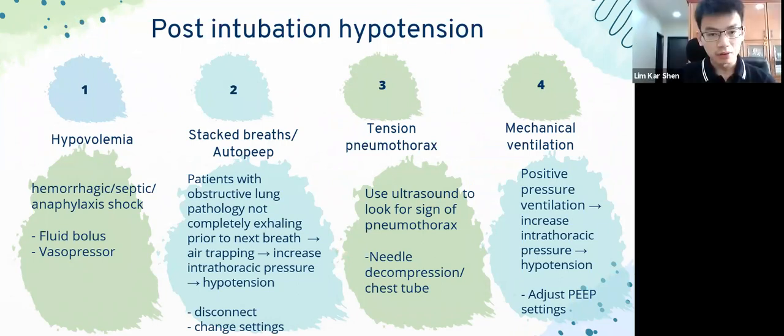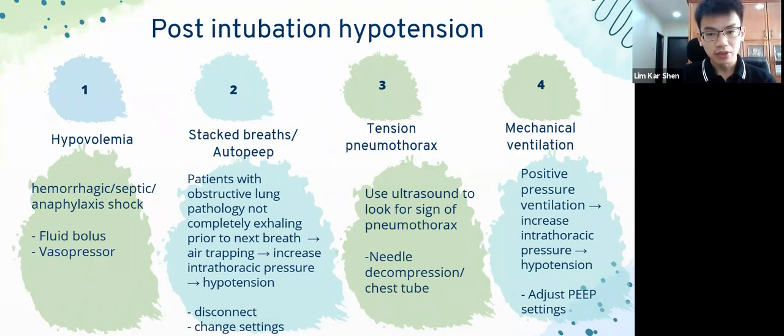Stacked breath or auto-PEEP: a patient with obstructive lung pathology does not completely exhale prior to the next breath, leading to air trapping. This will increase the intrathoracic pressure, leading to reduced venous return, causing hypotension. Solution: we can disconnect the patient from the ventilator and allow the patient to exhale, or even change the ventilator settings.